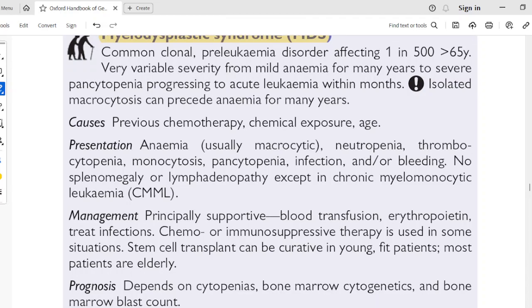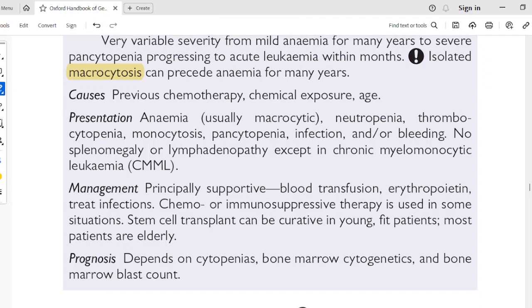So this patient will have macrocytosis for many years, and the cause is not identified, which can precede anemia for many years. Causes: previous chemotherapy, chemical exposure, age. Age is more than 65. Presentation: anemia usually macrocytic, neutropenia, thrombocytopenia, monocytosis, pancytopenia, infection or bleeding. So decrease in all cell lineages or individual cell lineages and or bleeding.